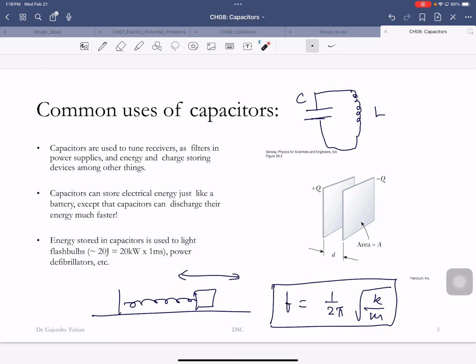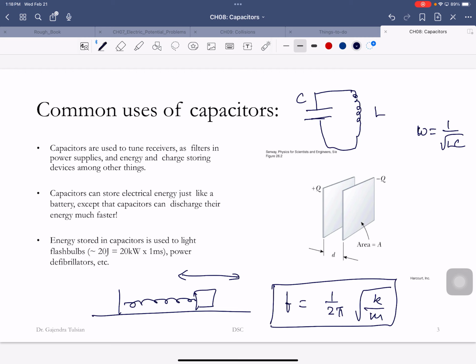Just like that, if you charge this capacitor, it will oscillate. The current will flow back and forth, and it has a frequency of oscillation. The angular frequency is given by this. And like I said, you'll learn this 4 chapters from now.